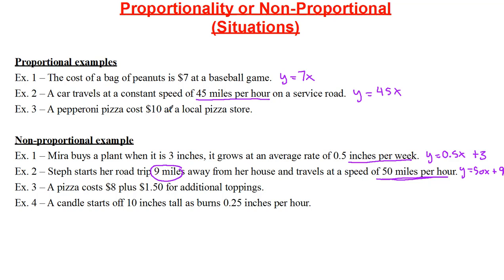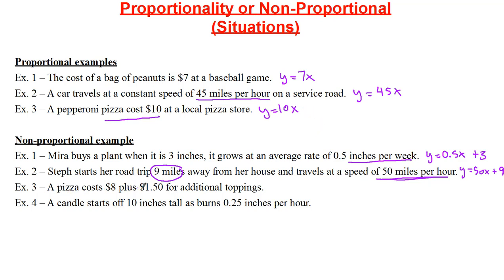Next, a pepperoni pizza costs $10 at a local pizza store. Alright, so for each pepperoni pizza, it's $10. So, y equals 10x. The amount of pepperoni pizzas I buy multiplied by 10 is going to give me my total cost. I'm not adding anything and I'm not subtracting anything. Now, let's take a look at this example, which is kind of similar.